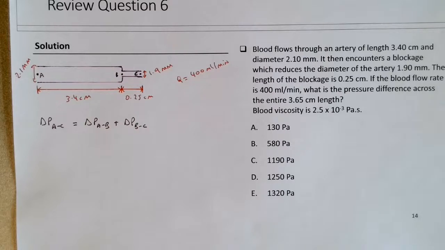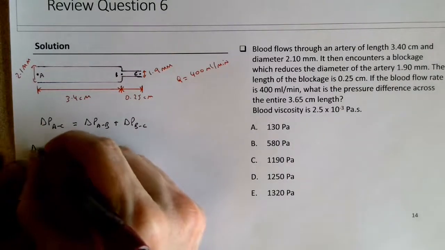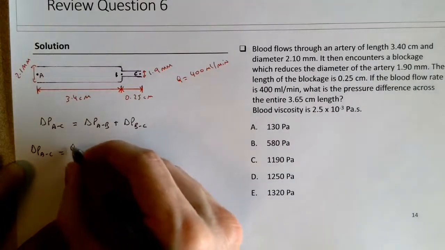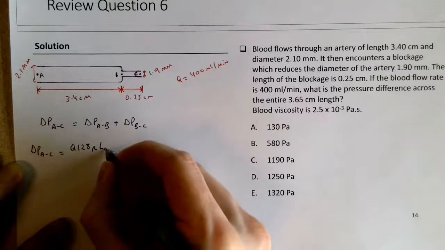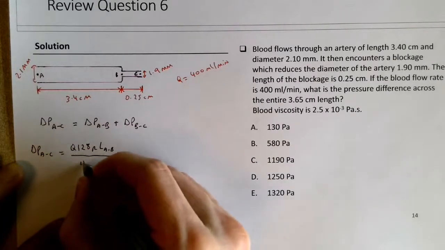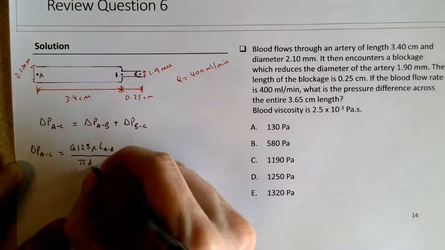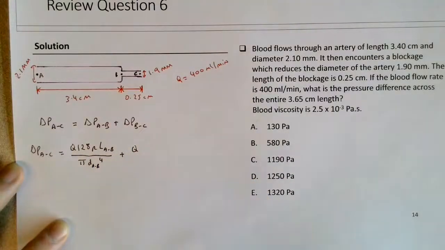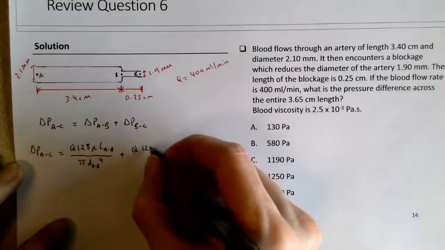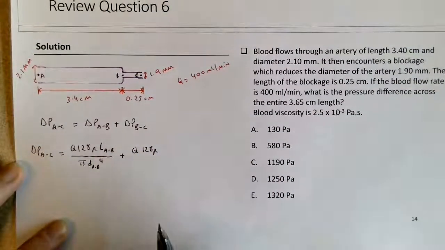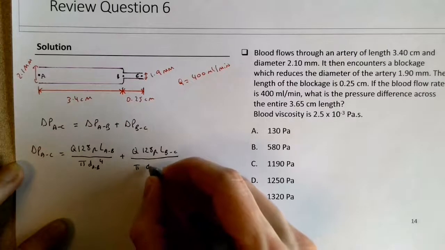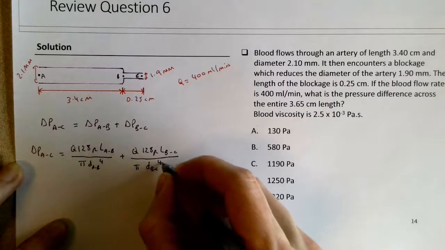Okay, so if you look at review question 5, we can write these delta P's in terms of the diameter. So this delta P A to C, we can write as Q times 128 eta L A to B over pi D A to B raised to the 4. The flow rate does not change. That's what we have to assume. This is laminar flow. Again, 128, the blood viscosity, assuming it doesn't change due to the blockage, then L B to C, all divided by pi D B to C raised to the 4.